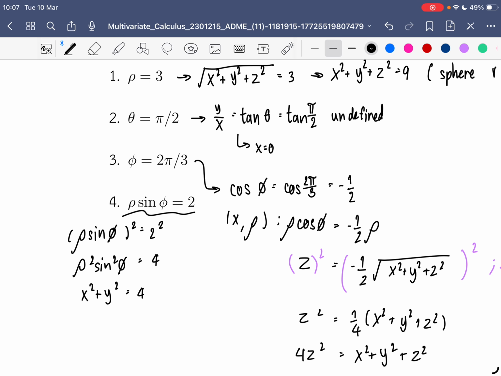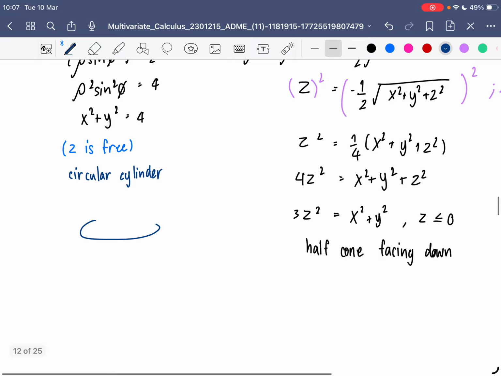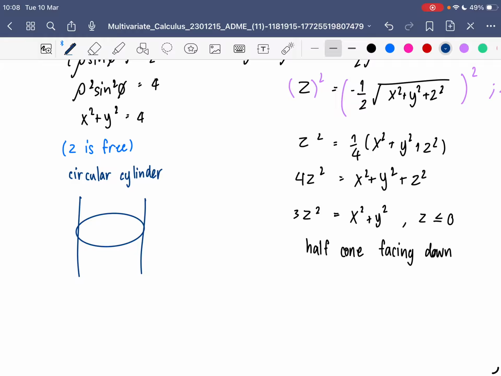This one, z is free, right? Which means this surface is a cylinder. A circular cylinder. I mean, you can say more by saying that the cross section is going to be the circle of radius 2. This mimics the equation of the circle in 2D. So it's in this form.